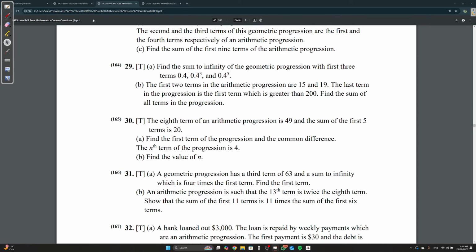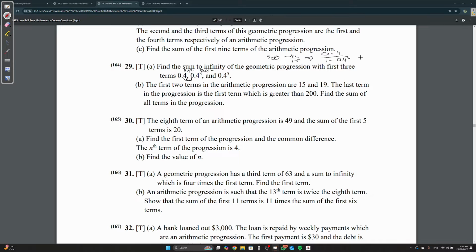First three terms 0.4, 0.4 cubed, 0.4 to the power 5. So obviously, we're increasing by 0.4 squared every time, right? Okay. What's the sum to infinity? Sum to infinity is equal to G1 over 1 minus R, right? G1 is 0.4 over 1 minus R. What's R? Obviously, 0.4 squared.